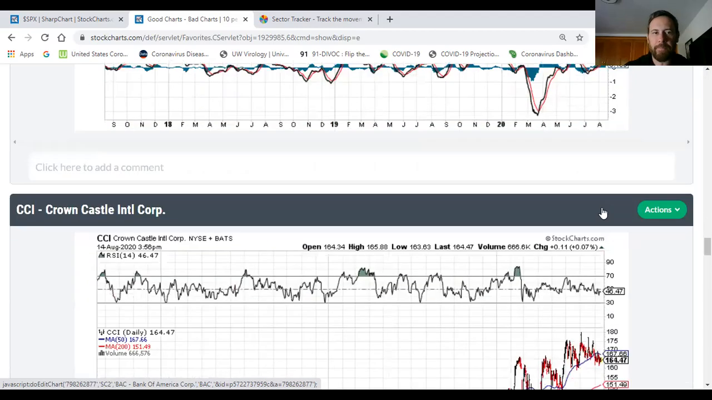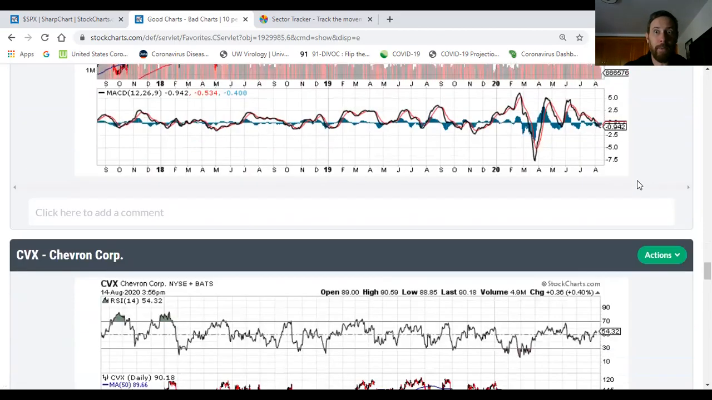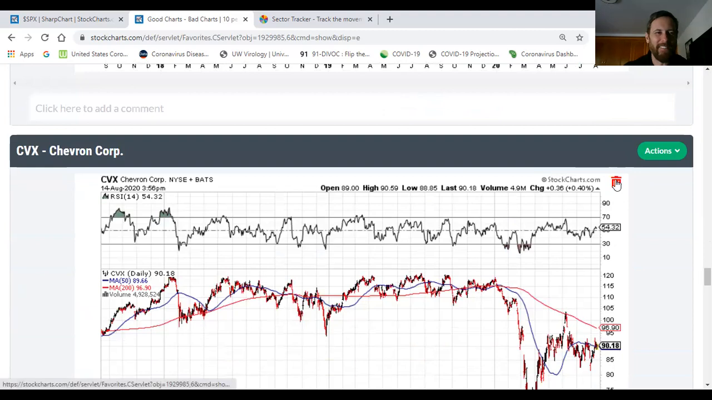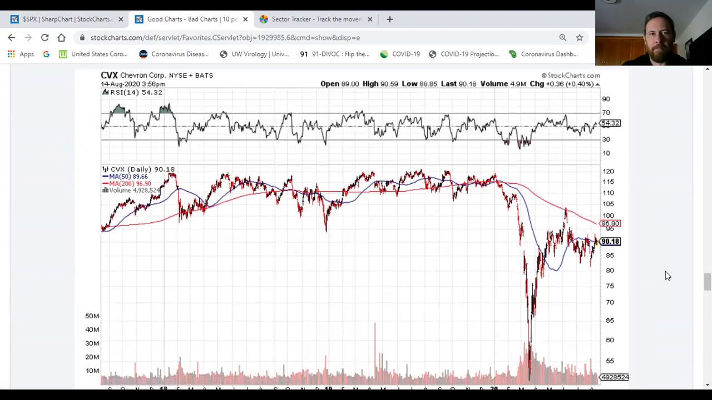Crown Castle is another tower operator in the real estate industry, and you can see that's a beautiful bull market chart. It's a little bit under its 50-day, but the 200-day is still solid and upward sloping. This might be a short-term trade that one might want to take on. Not suggesting anyone actually trade these things, just discussing it. All right, so Chevron, energy industry, terrible bear market, 50-day resistance, and it's sitting right at its 50-day. So again, another short candidate.